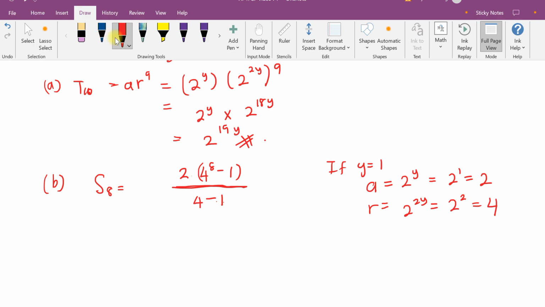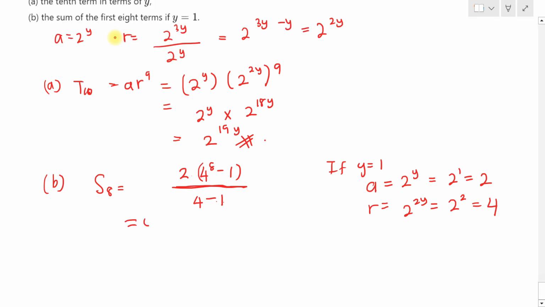So just hit your calculator, you can get your answer. 4 power 8 minus 1, over 3. So you'll get 43690. So that is the answer.